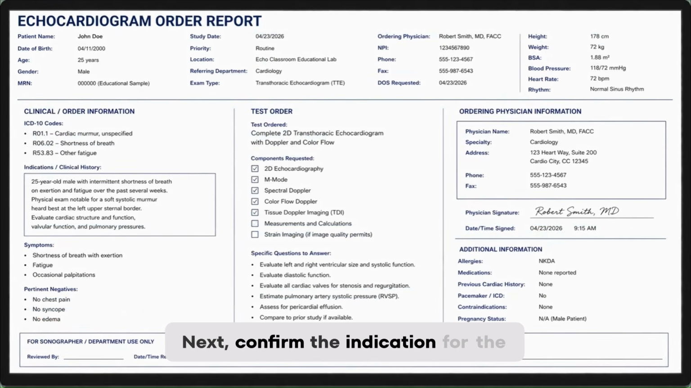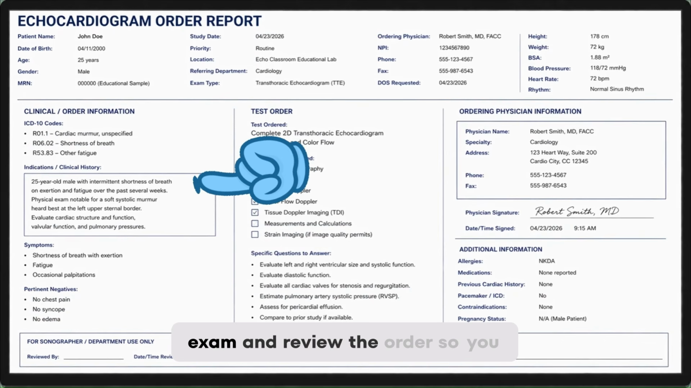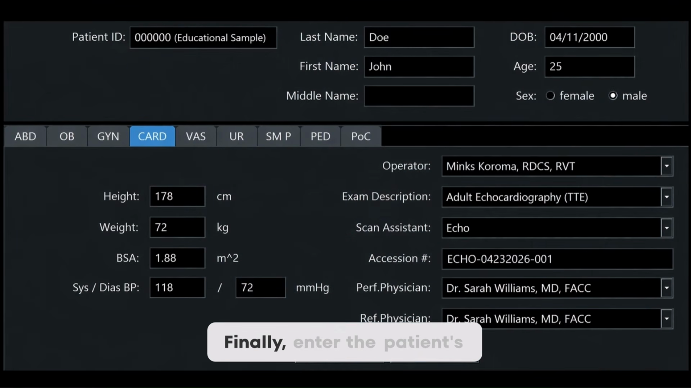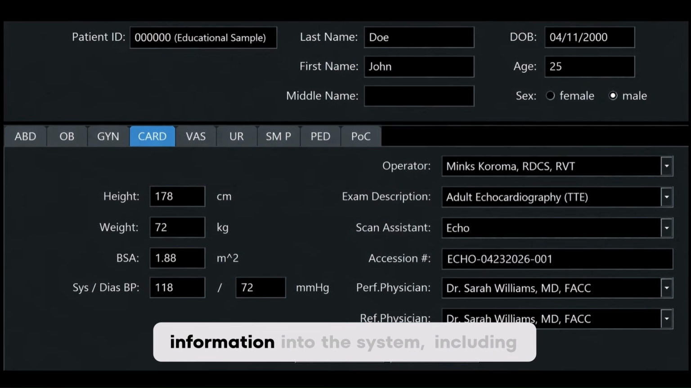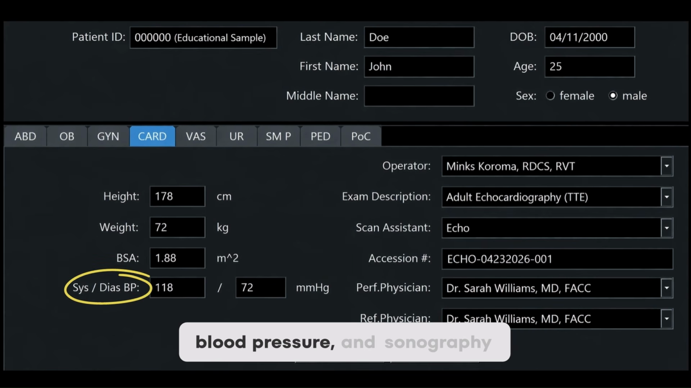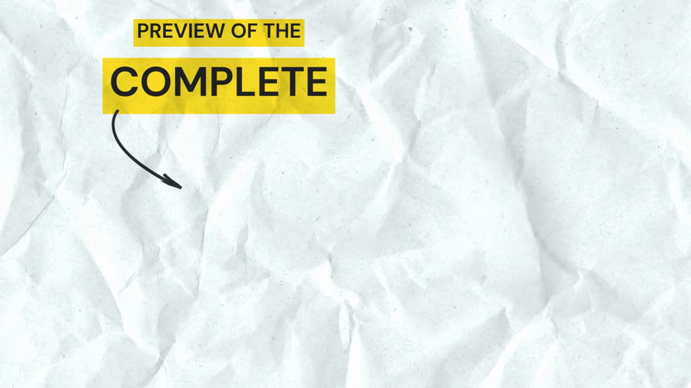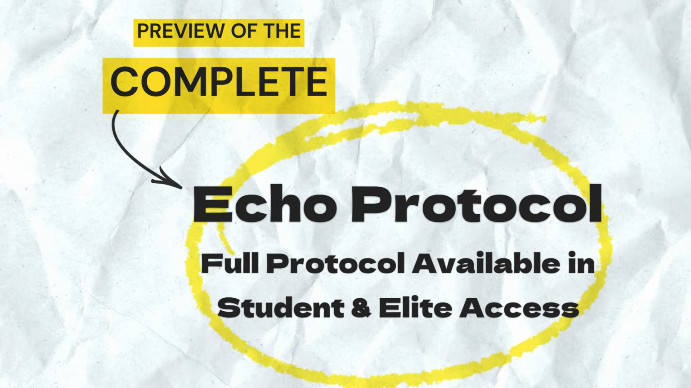Next, confirm the indication for the exam and review the order so you clearly understand why the study was requested. Finally, enter the patient's information into the system, including patient demographics, height, weight, blood pressure, and sonographer name. Height and weight are especially important because several measurements will later be indexed to body surface area during the exam.